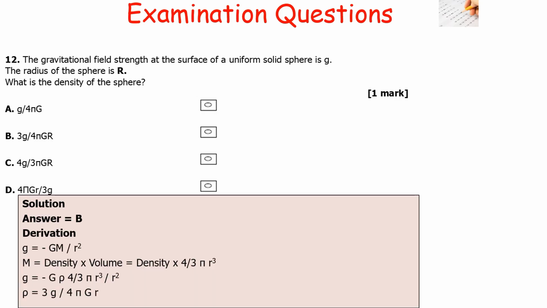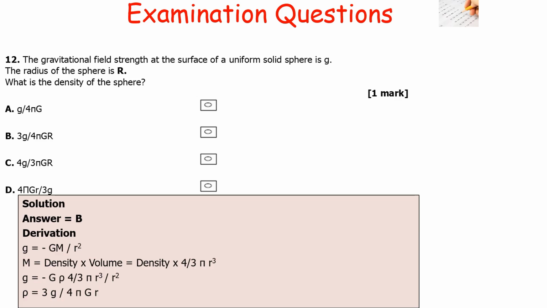Well, our answer is B, because we know that the gravitational field strength from our equation booklet is equal to minus Gm over r squared. We also know that m, the mass, is equal to density times by volume. We use this because it asks us to work out density, so we've got to link it into density somehow. Now we know the volume of a sphere is 4 over 3 pi r cubed. That's just a bit of linking into GCSE mathematics.